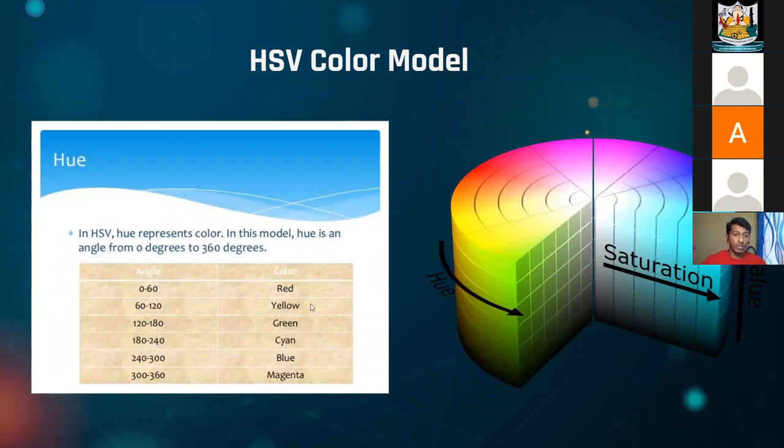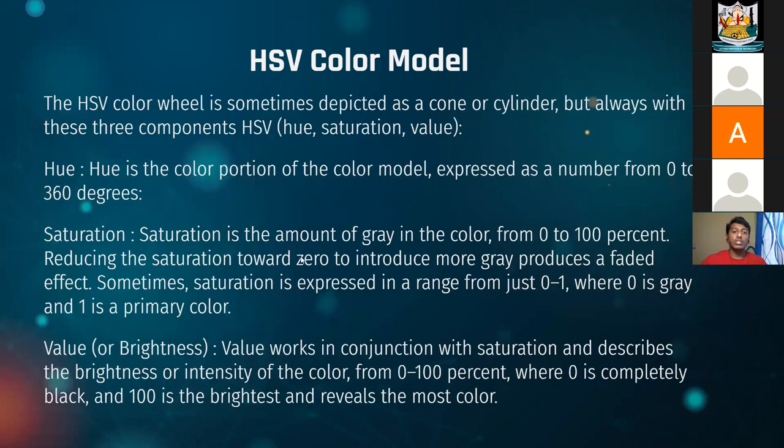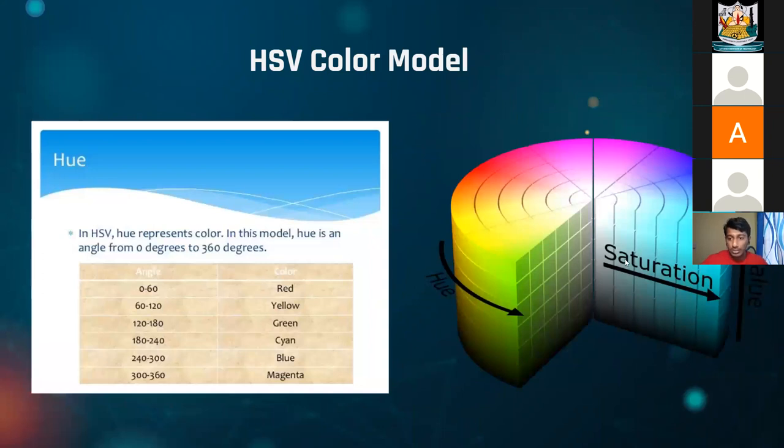Now, if you specify the color like this, what is the use of the saturation value? Saturation tells you the amount of grayness in the color, how faded it is. When you talk about saturation in an image, this is what is referred to. You can see as you increase the saturation, the color becomes more visible and less gray. And when you put it almost at zero, it becomes almost white. So that's what saturation is.